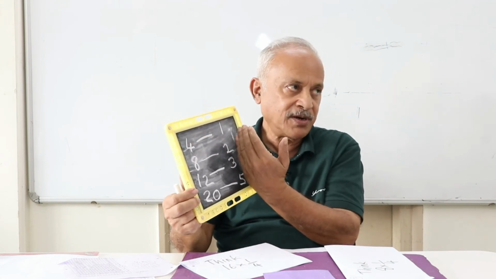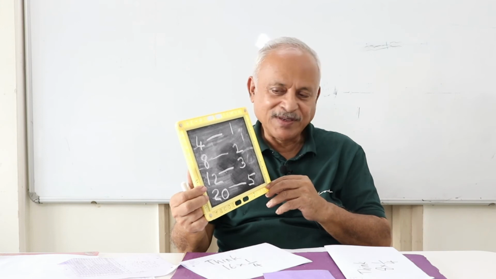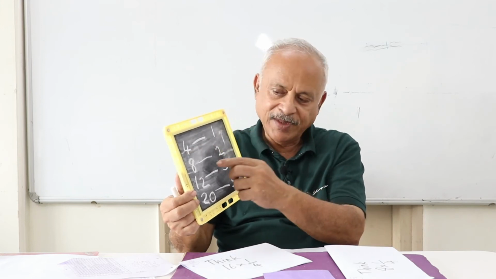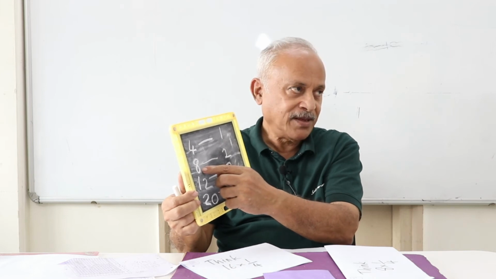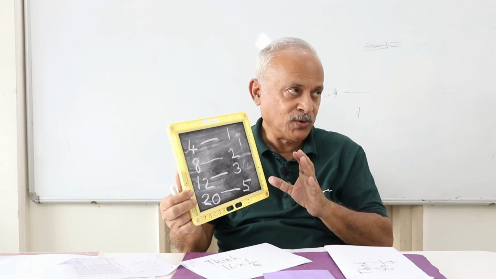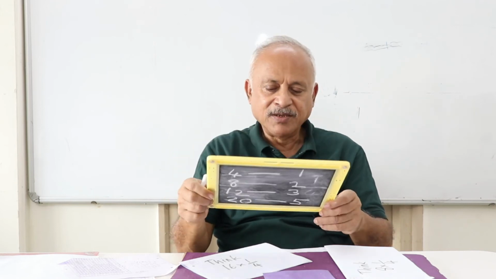To go from here to here, I am dividing. Okay? This is division. I divide 4 by 4, I get 1. I divide 8 by 4, I get 2. 12 divided by 4 is 3. 20 divided by 4 is 5. So that's what we're doing.